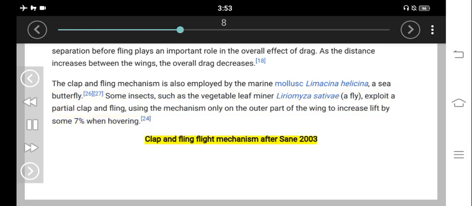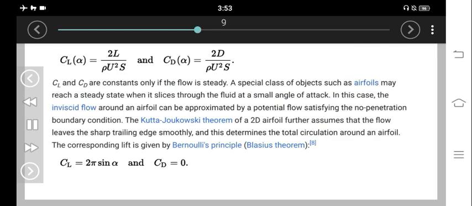Clap and fling flight mechanism after Sane 2003. Fling 1: wings rotate around trailing edge to fling apart. Fling 2: leading edge moves away, air rushes in, increasing lift. Fling 3: new vortex forms at leading edge, trailing edge vortices cancel each other, perhaps helping flow to grow faster.